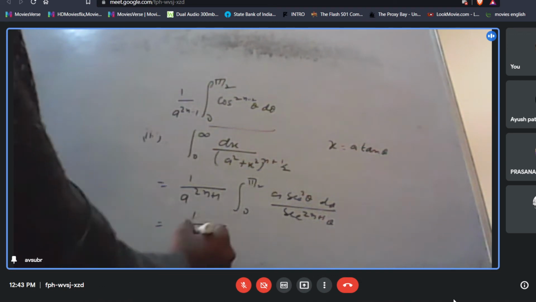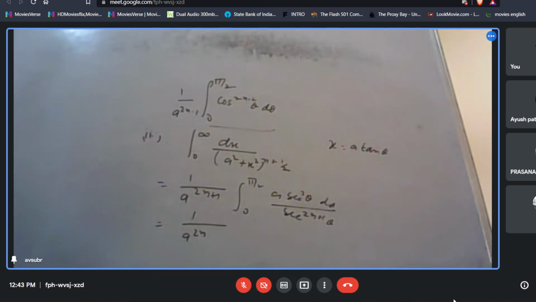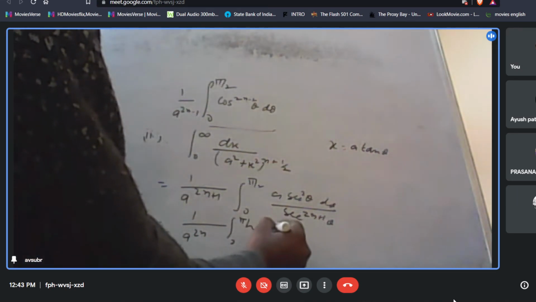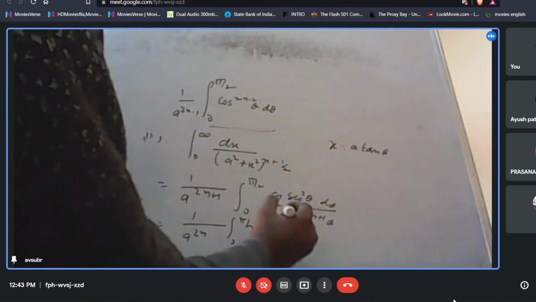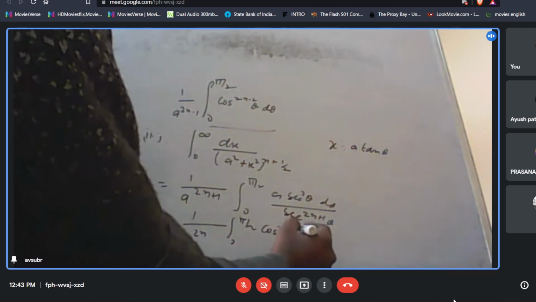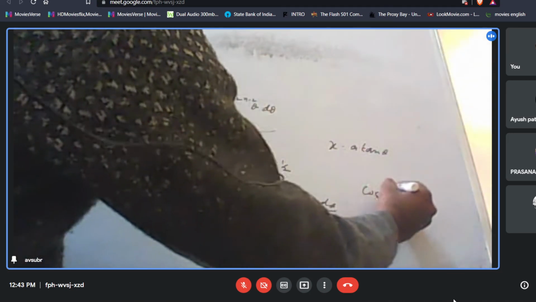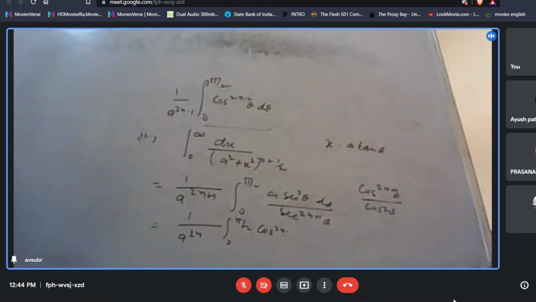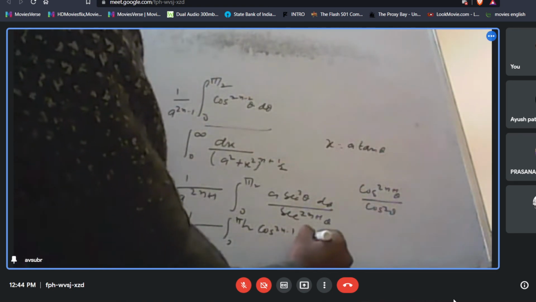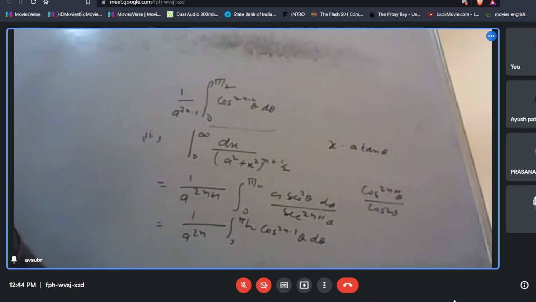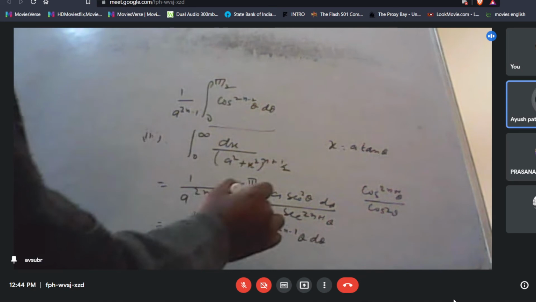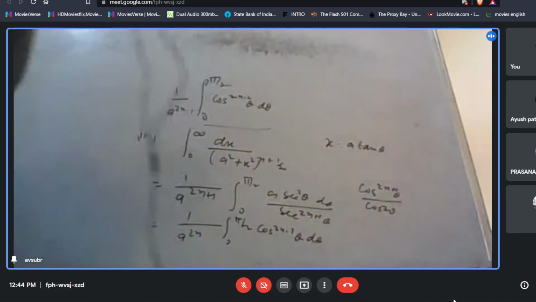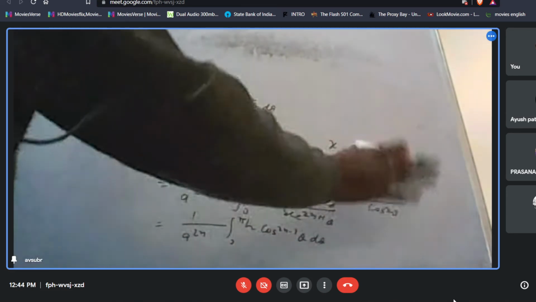So what I am going to get is 1 by a to the power 2n, into 0 to pi by 2 cos to the power 2n plus 1 theta by cos square theta, which gives cos to the power 2n minus 1 theta. Is it okay? This is once again Wallis form. So once again, then we can use Wallis formula.